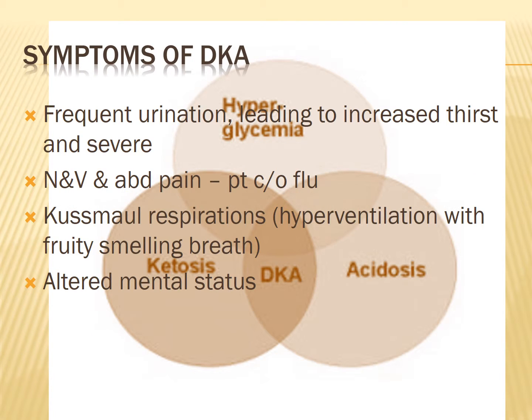When we talk about the symptoms of DKA, we see frequent urination leading to increased thirst and severe dehydration. The patient will complain of flu-like symptoms, nausea, vomiting, abdominal pain. This is where we're going to see the Kussmaul's breathing, which is hyperventilation with that fruity, smelly breath. And they will have an altered mental status, which could be obtunded or just mild confusion that is progressive.